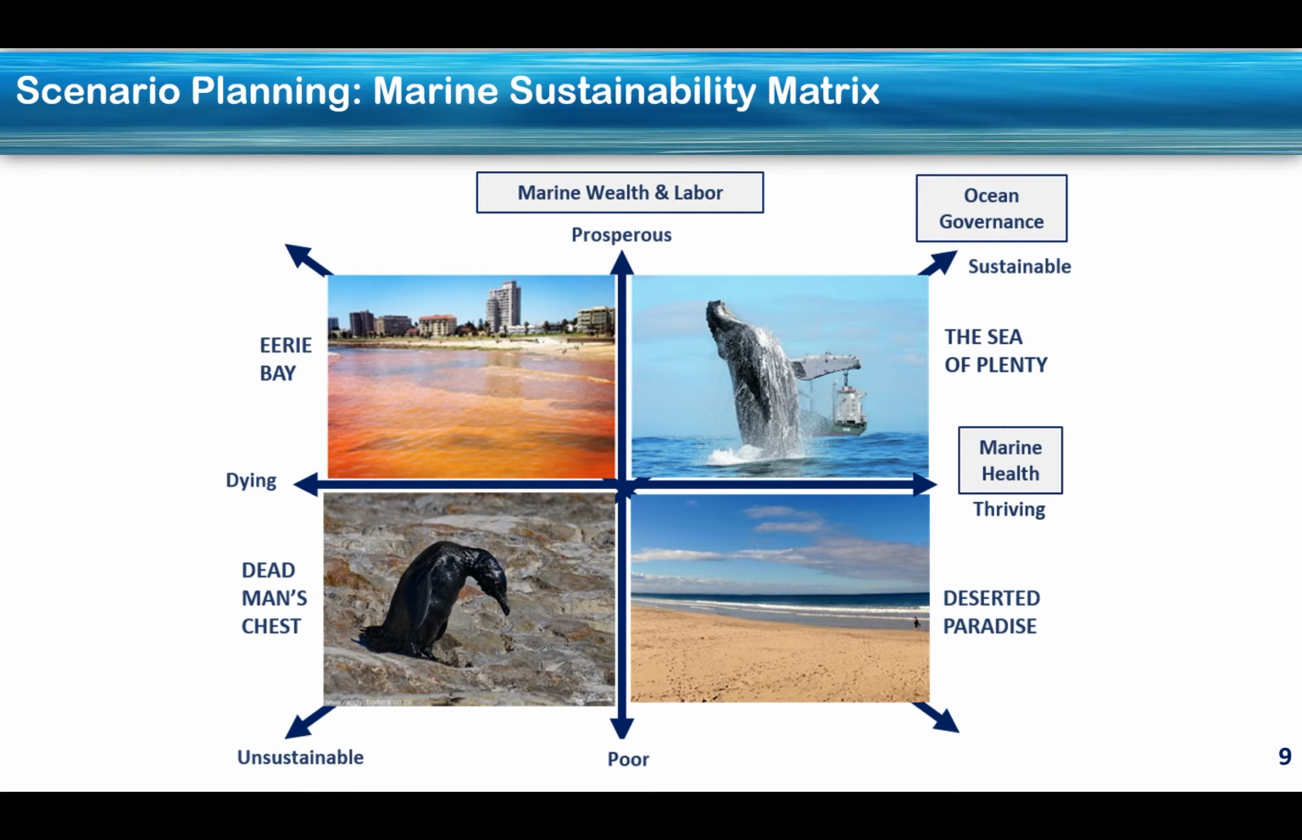This was the scenario matrix that we developed to support scenario planning in the model. Essentially you have these two axes. In the far right corner, we have the Sea of Plenty scenario, which essentially represents achieving the balance between marine health and marine wealth and labor. And in the bottom left, we have what's called the Dead Man's Chest, where we neither achieved our marine health goals, nor did we achieve marine wealth or marine labor.